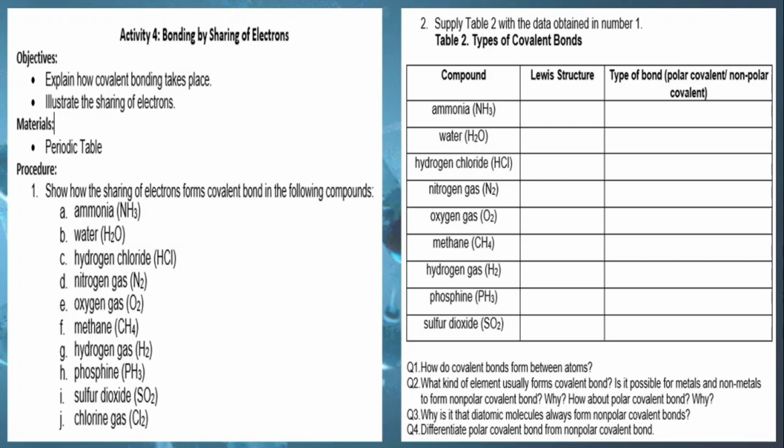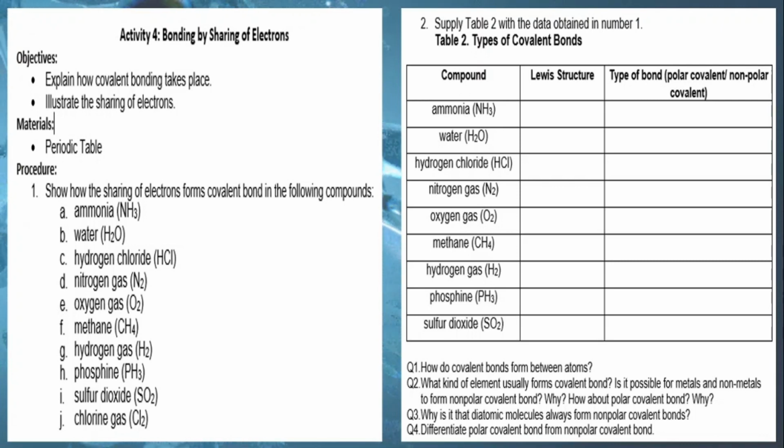A. Ammonia, B. Water, C. Hydrogen chloride, D. Nitrogen gas, E. Oxygen gas, F. Methane, G. Hydrogen gas, H. Phosphine, I. Sulfur dioxide, and last, J. Chlorine gas. On table 2, show the data obtained in number 1, the Lewis structure in the second column, and the type of bond, whether it is a polar covalent or non-polar covalent bond, on the third column.